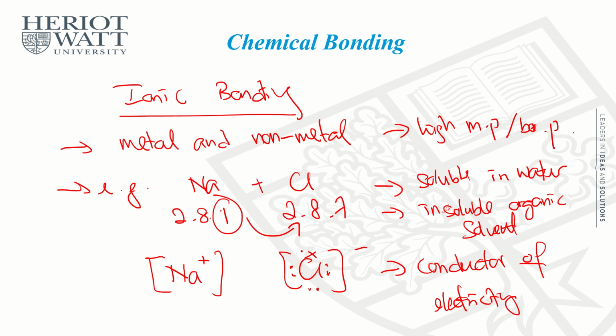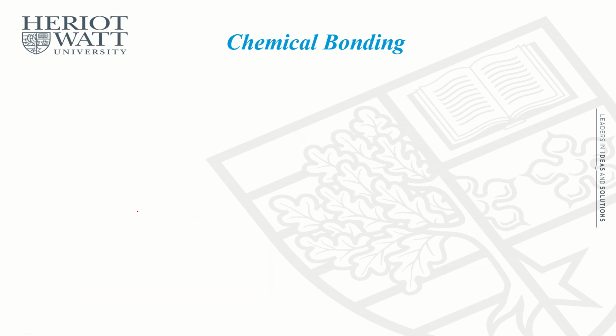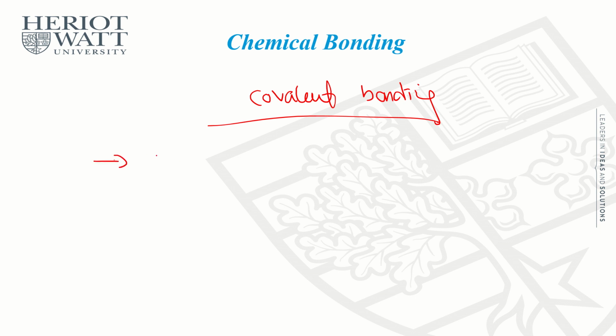So ionic compounds are always hard and brittle, with high melting and boiling points. These are the basic properties of ionic compounds. Next, we look at covalent molecules. Like I mentioned just now, covalent bonding is by sharing of electrons between non-metals. Non-metal, non-metal, sharing of electrons.